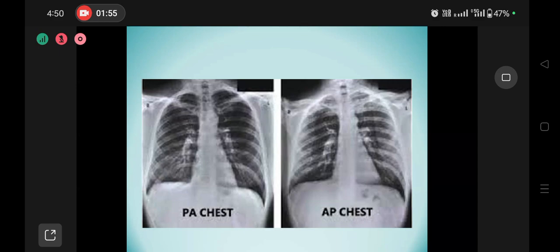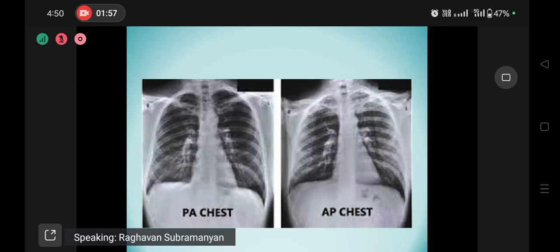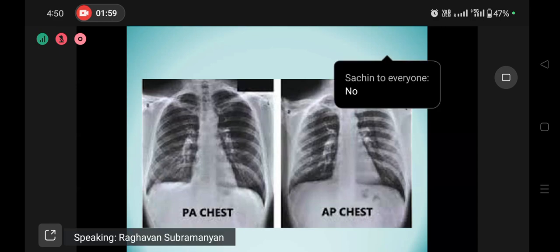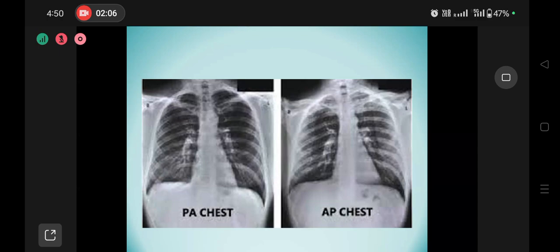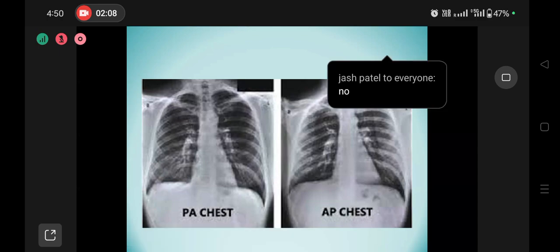There are two. Are you able to see my arrow? Are you able to see? Arrow is not seen. Oh, you won't be seeing my arrow. Okay. Then it will be difficult. That's one of the problems.